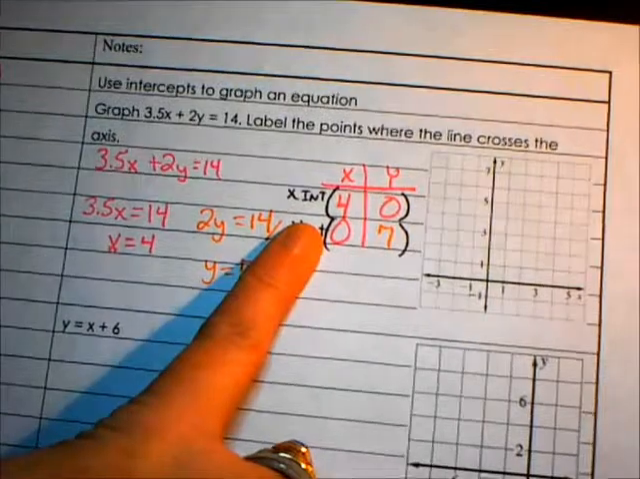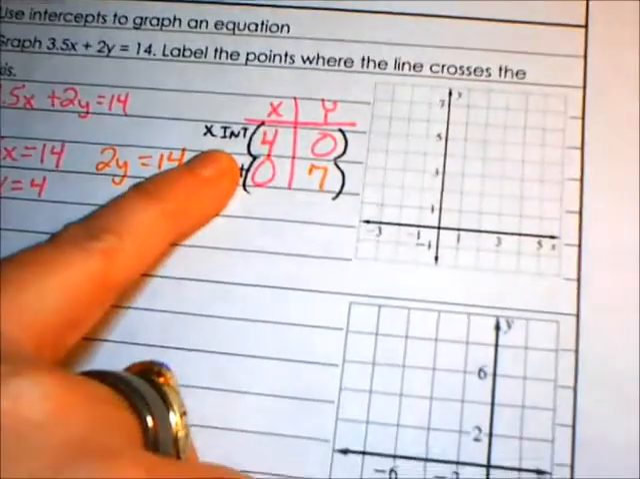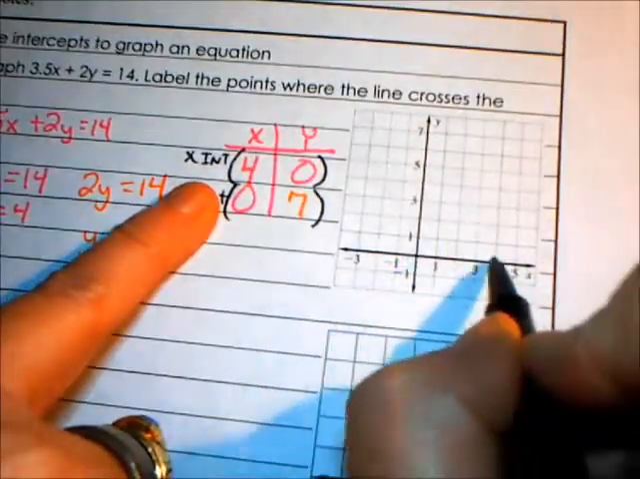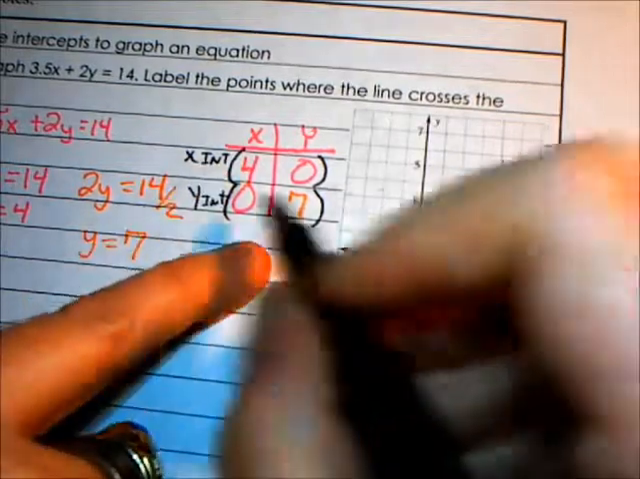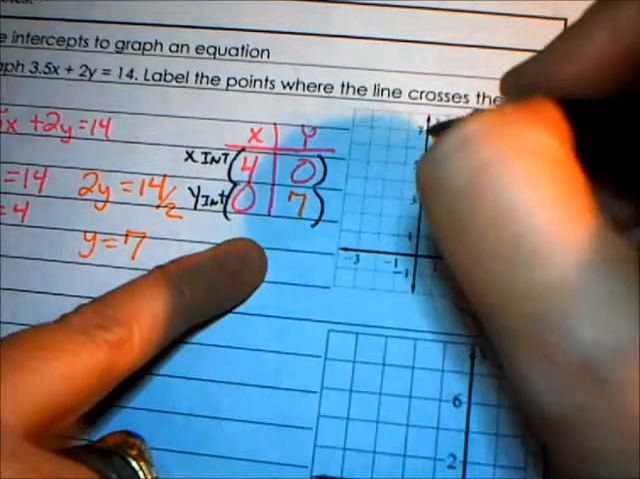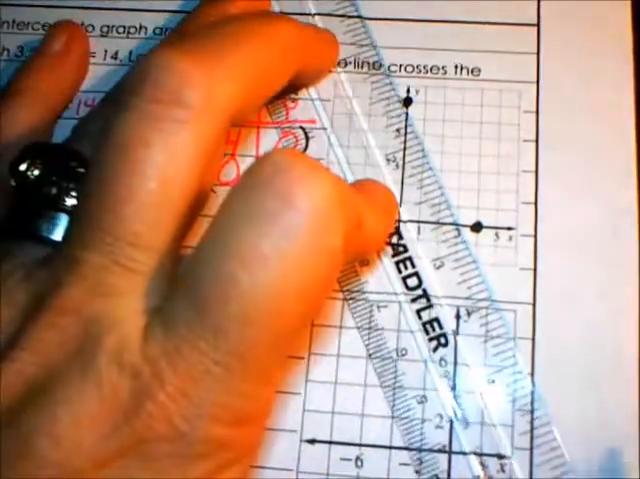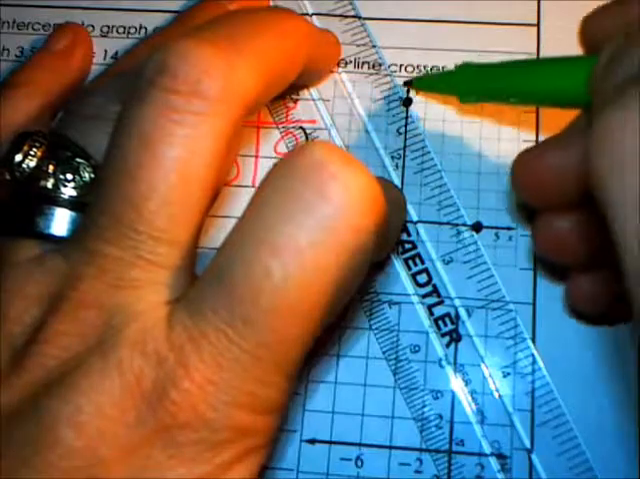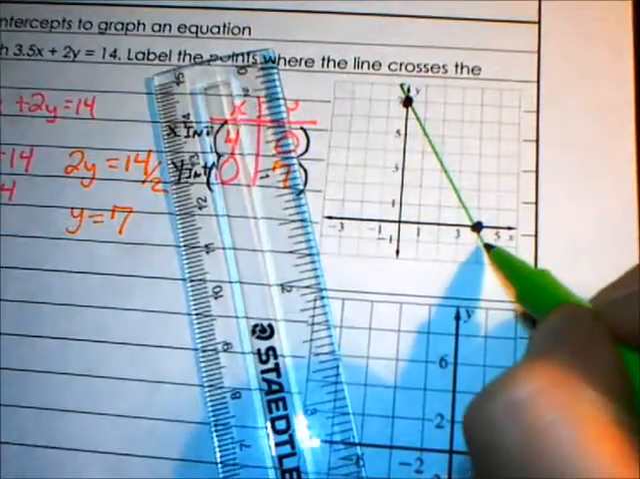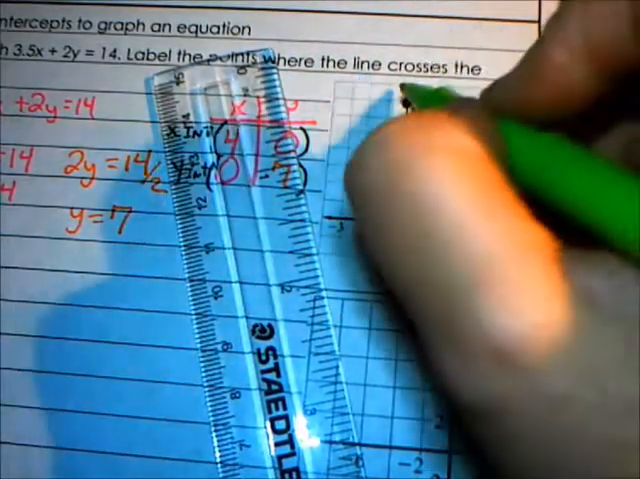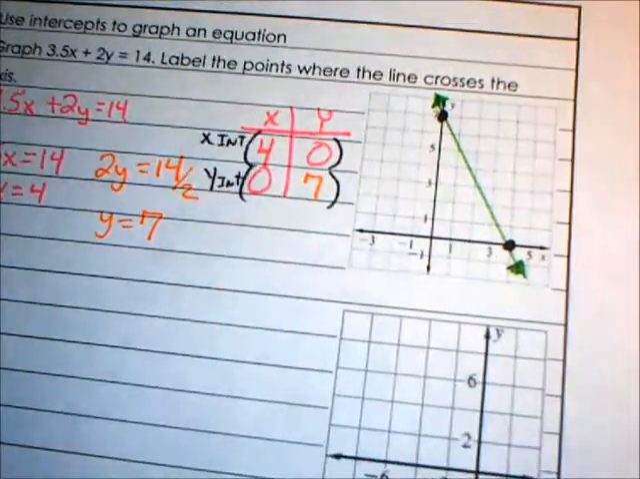X-intercept is at 4, 0. Put a dot. Y-intercept is at 0, 7. And now you need to draw your line. And make sure you have arrows symbolizing that it is continuous.